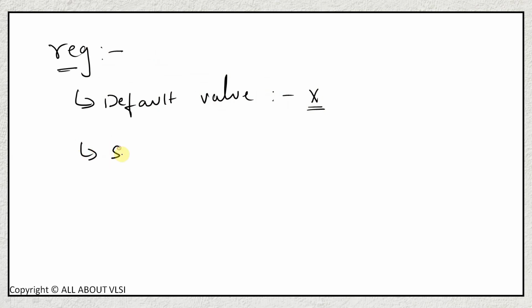And what is the size of this reg data type? By default, if you are not using a vector, then it is only 1 bit. And this reg data type is an unsigned data type.